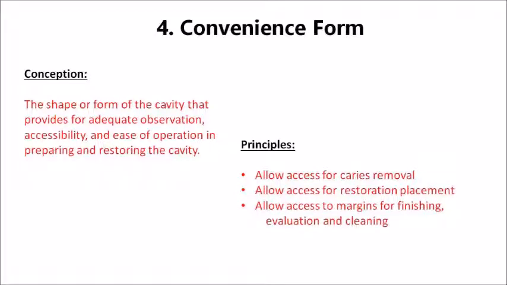The fourth step of the initial tooth preparation steps is convenience form. According to the concept, it is the shape or form of the cavity that provides adequate observation, accessibility and ease of operation in preparing and restoring the cavity.